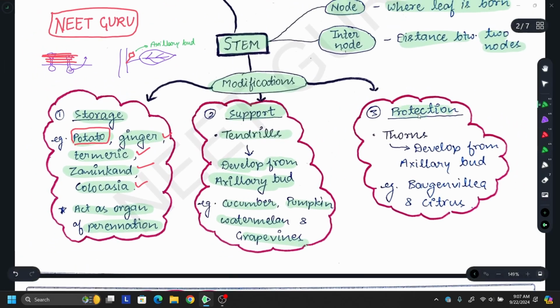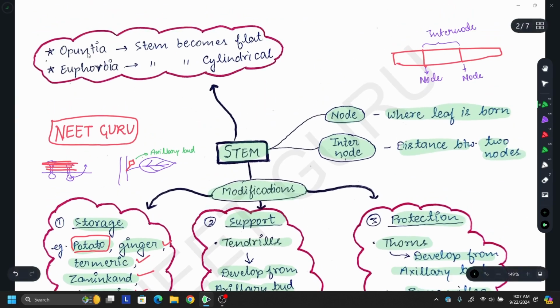Now coming to the third point, protection. Thorns are used for protection in the plant, and they also develop from axillary bud. So this is the important point, that both tendrils and thorns develop from axillary bud. Examples: we have bougainvillea and citrus. Thorns are seen in bougainvillea and citrus plants. Now coming to two special modifications. In opuntia, the stem becomes flat and starts doing photosynthesis. So in opuntia, there is no leaf doing photosynthesis. The stem starts doing photosynthesis, and that's why it becomes flat.